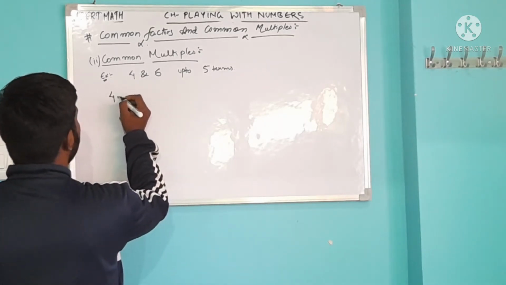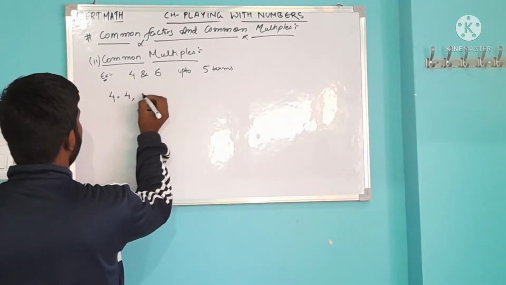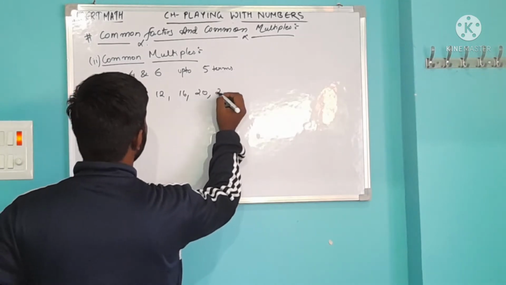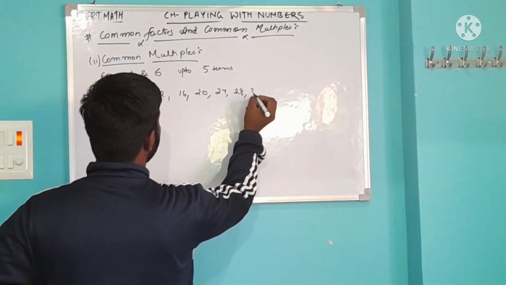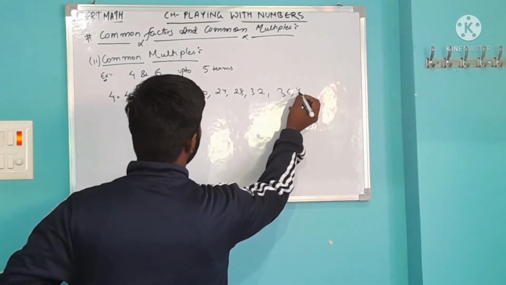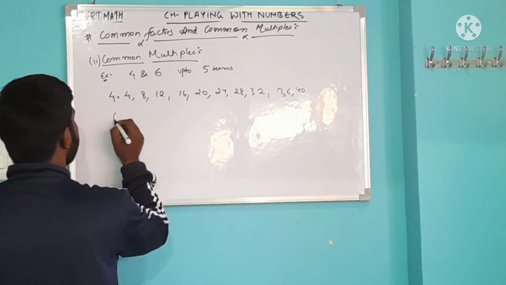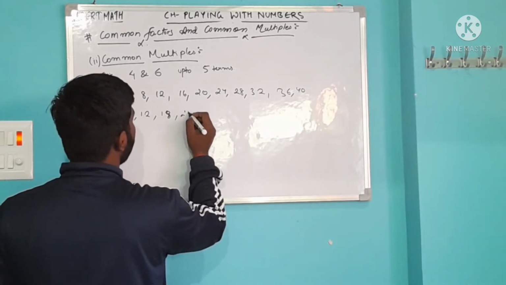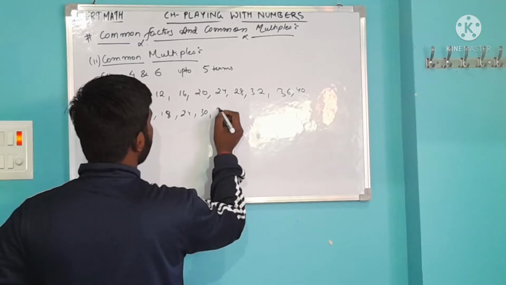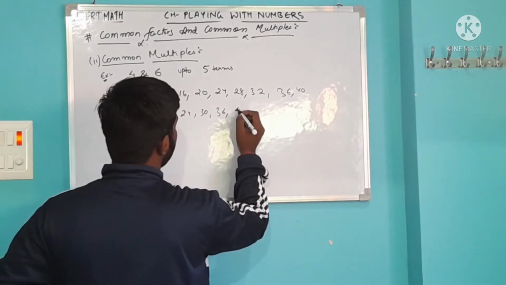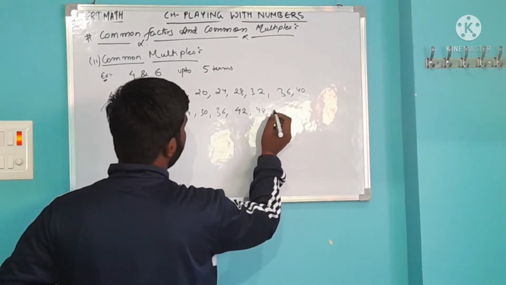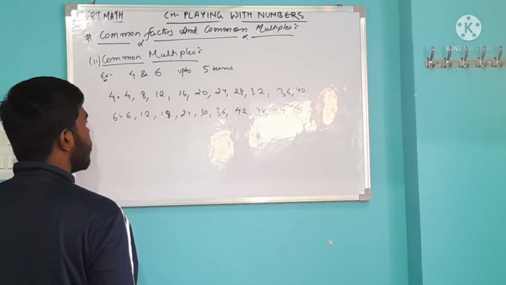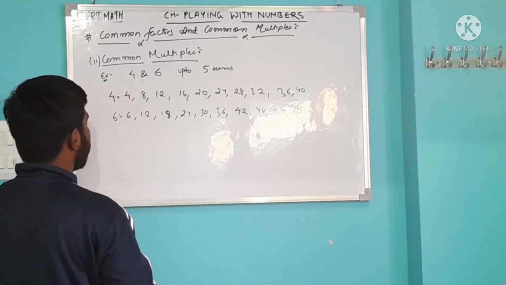Firstly, we write the multiples of 4: 4, 8, 12, 16, 20, 24, 28, 32, 36, and 40. We write here 10 numbers. For 6 again we have 6, 12, 18, 24, 30, 36, 42, 48, 54, and 60. So again we write 10 terms of 6.